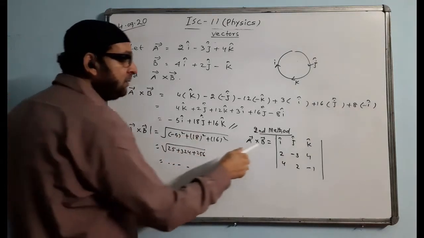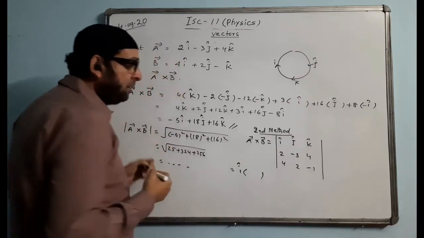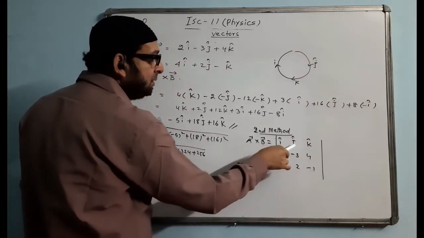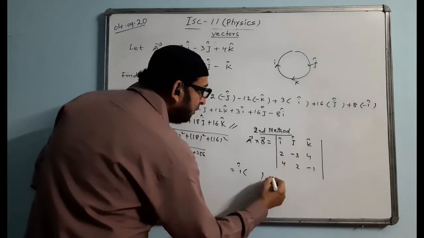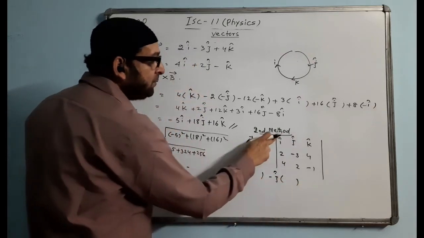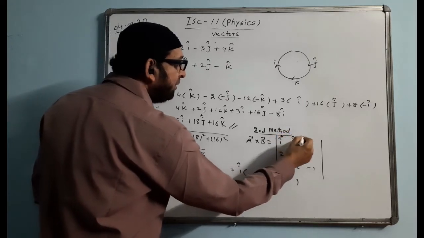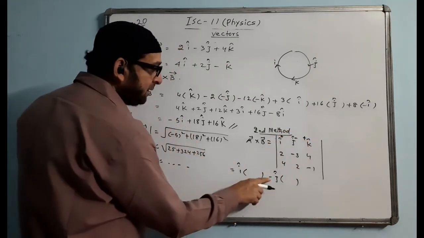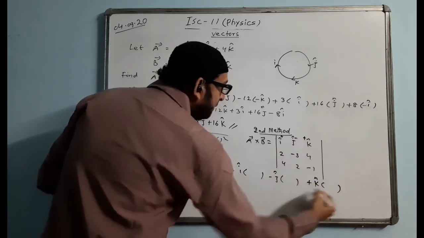How do we expand it? Please learn that. First we write i and give a bracket. First we start with this i, then j, then k. The sign for the first one is positive, the second one is negative, and this is positive. So here you give positive, negative, and positive. That is plus i minus j plus k, we will write.